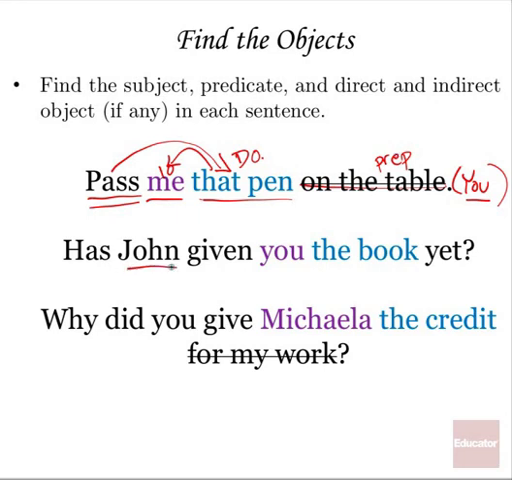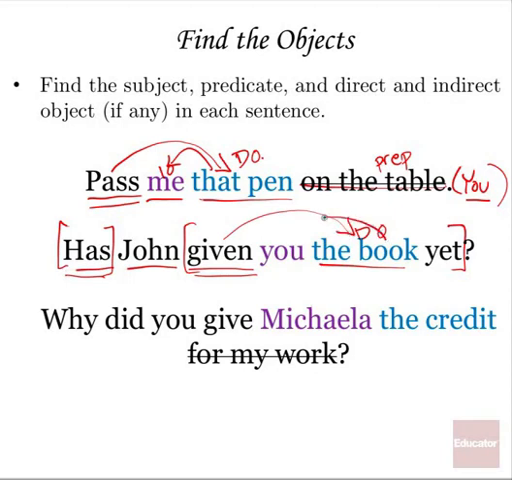Has John given you the book yet? All right, John is our subject. You remember that the order of subjects and predicates can be a little bit mixed up in the cases of questions. And has given you the book yet is our predicate. Has given is our verb phrase. The book is our direct object. Again, it's receiving the giving. And you is the indirect object because you is what's receiving the book.